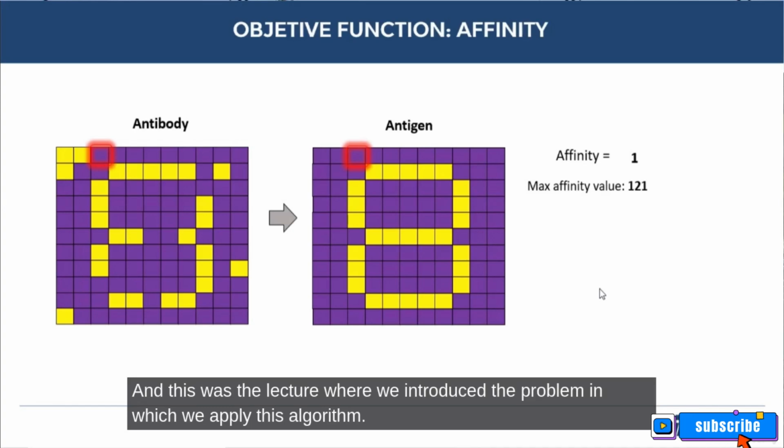And this was the lecture where we introduced the problem in which we apply this algorithm.